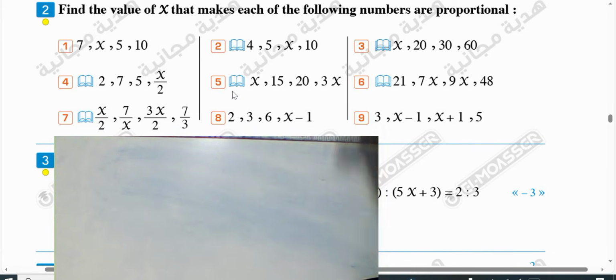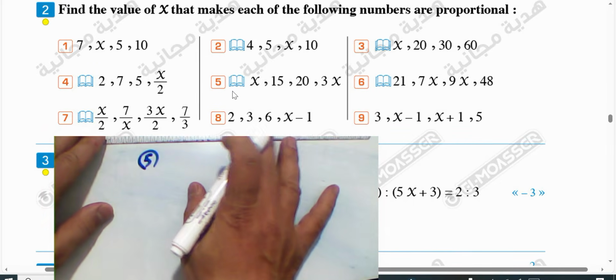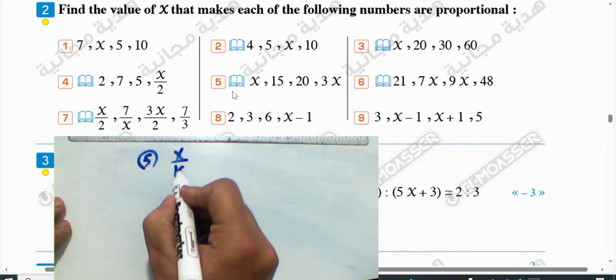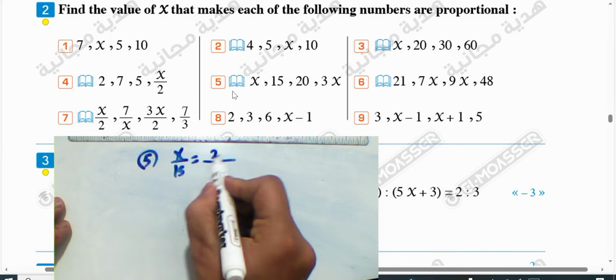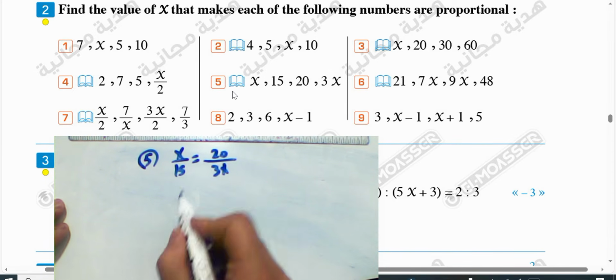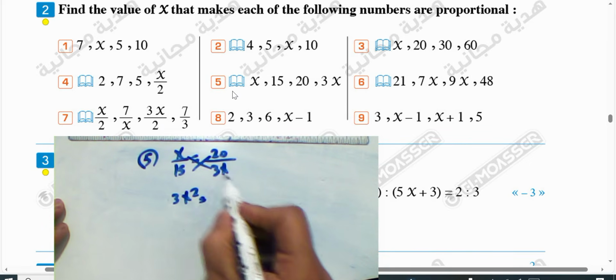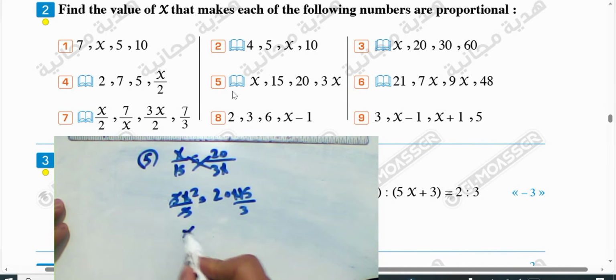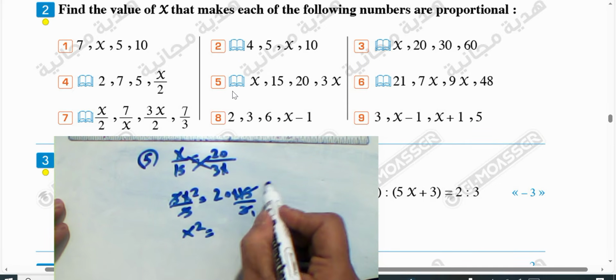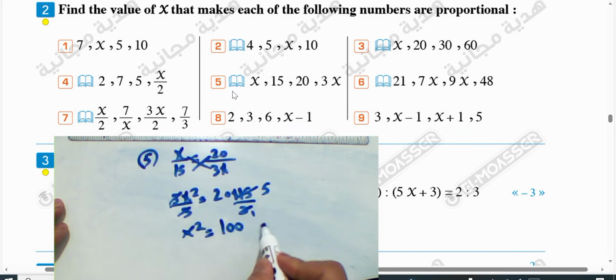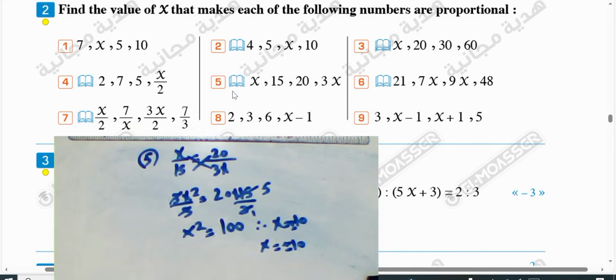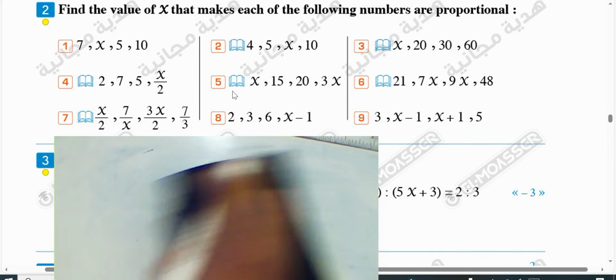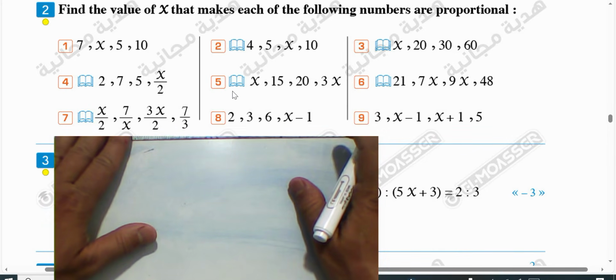Next question, number 5. x over 15 equal 20 over 3x. 3x times x equal 3x power 2, and 20 times 15 divided by 3 here and here. Then x power 2 equal 15 divided by 3 is 5. 5 times 20 is 100. Then the value of x equals square root of 100 equal 10. Positive or negative? The value of x will be positive or negative 10. That's number 5.